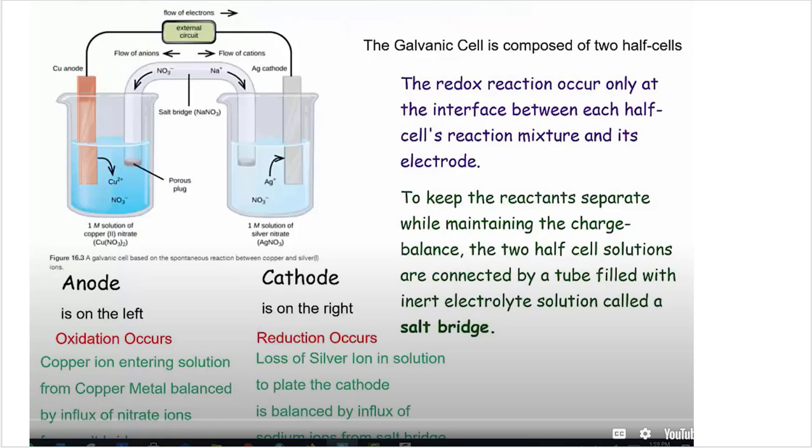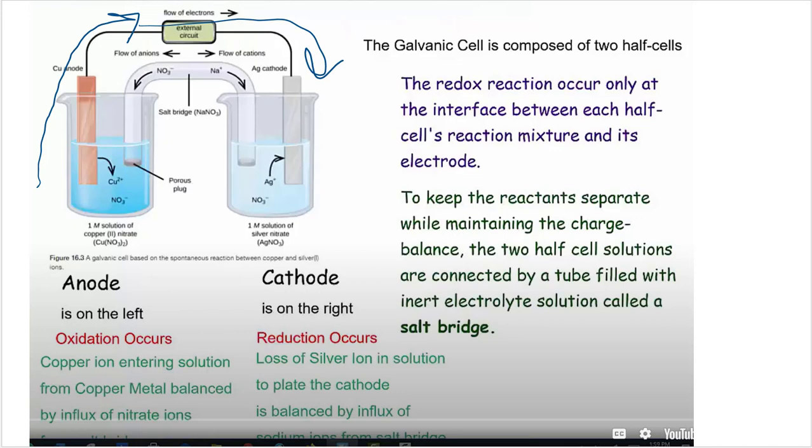So we talked about the copper ion entering the solution from the metal. It goes from solid to aqueous copper. And that makes sense because it's oxidation. Copper must be losing electrons to generate an electrical current. The flow of electrons is leaving the anode and going towards the cathode.